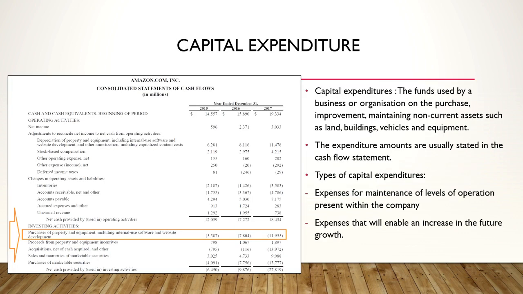The capital expenditure. These are examples of capital expenditure, which is defined as the funds used by a business or organization on the purchase, improvement, or maintaining of non-current assets, such as lands, buildings, vehicles, and equipment. The expenditure amounts are usually stated in the cash flow statement. The types of capital expenditure are the expense from maintenance of levels of operation present within the company, and expense that will enable an increase in future growth.